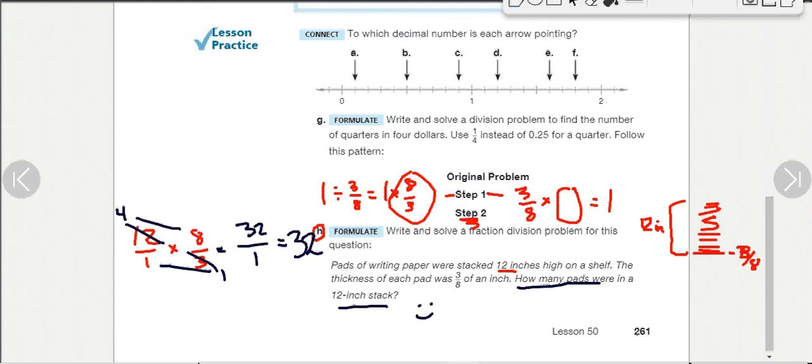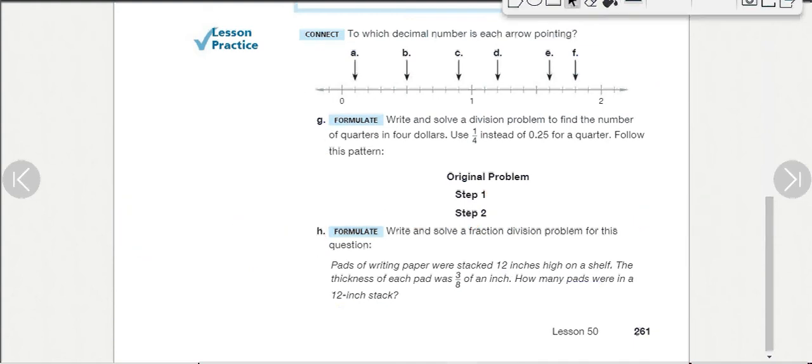Looks good. I would like you to do A through G. These are real quick up here. Here we go. These are real quick. And then do this one. So you're doing 1, 2, 3, 4, 5, 6, 7 problems for me. I already did H for you. Thank you. Good luck.